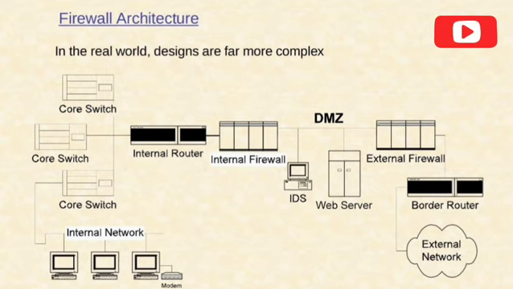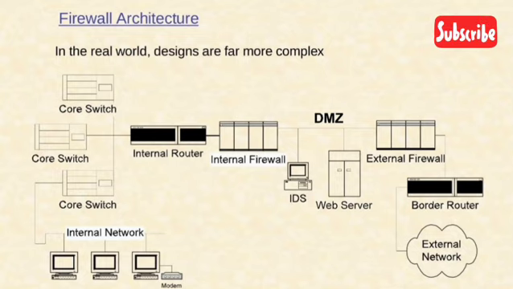In this diagram, we can see the structure of a typical enterprise network with multiple firewall routers and security zones like the DMZ. More on that in just a second. Here we have what's called a core switch. These are the backbone of your network, connecting all your devices and allowing communication between different parts of the network.